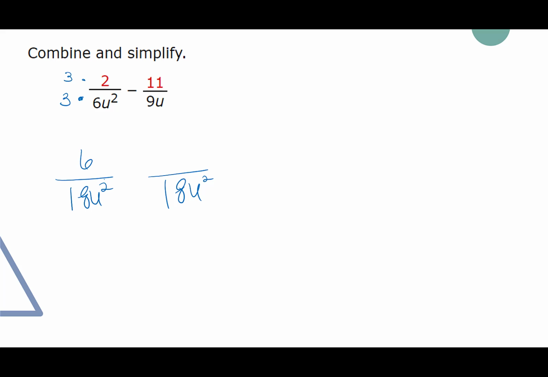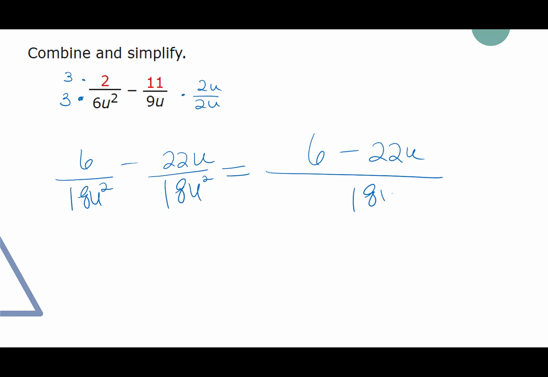3 times 2 is 6. The second fraction, the denominator was 9u. We would multiply by a 2u to get the 18u squared. We'll multiply by the same factor to the numerator, which is 22u. When we write that as one fraction, it's 6 minus 22u over 18u squared.